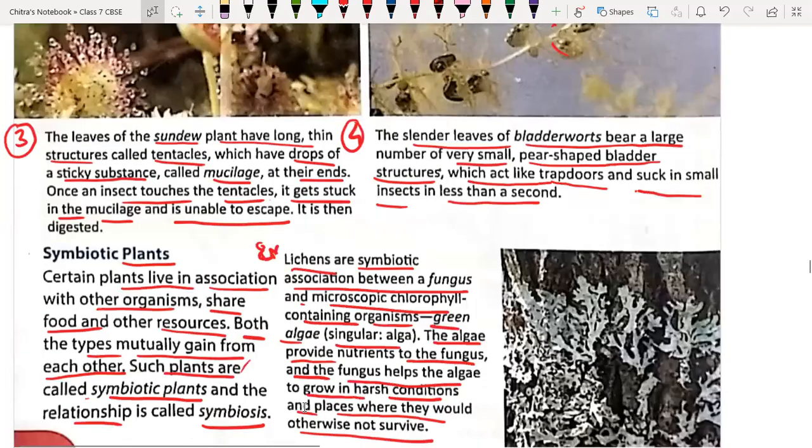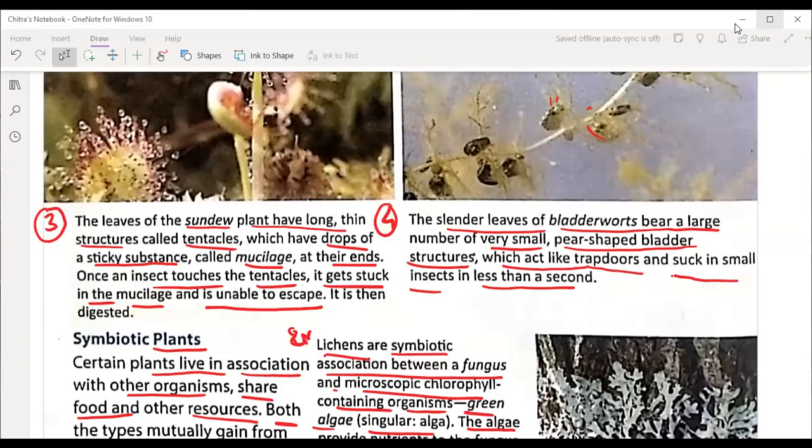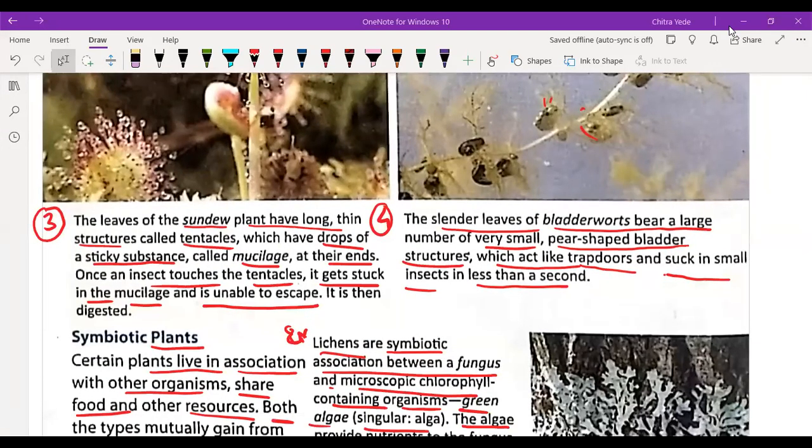So this is all about the symbiotic plant. We have already discussed all four types of heterotrophic plants. If you have any kind of doubt, you can ask your doubts now.